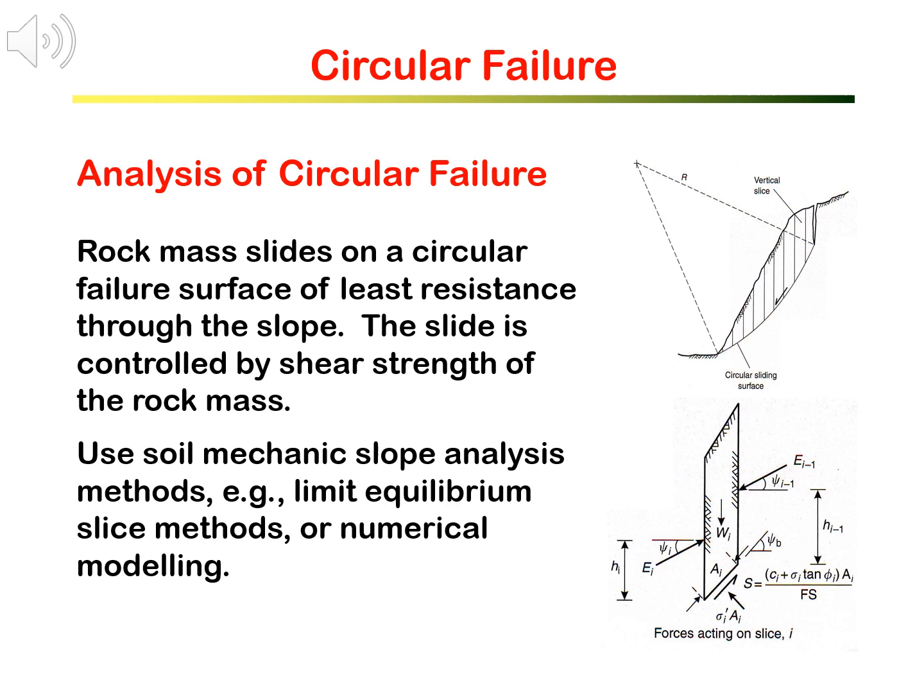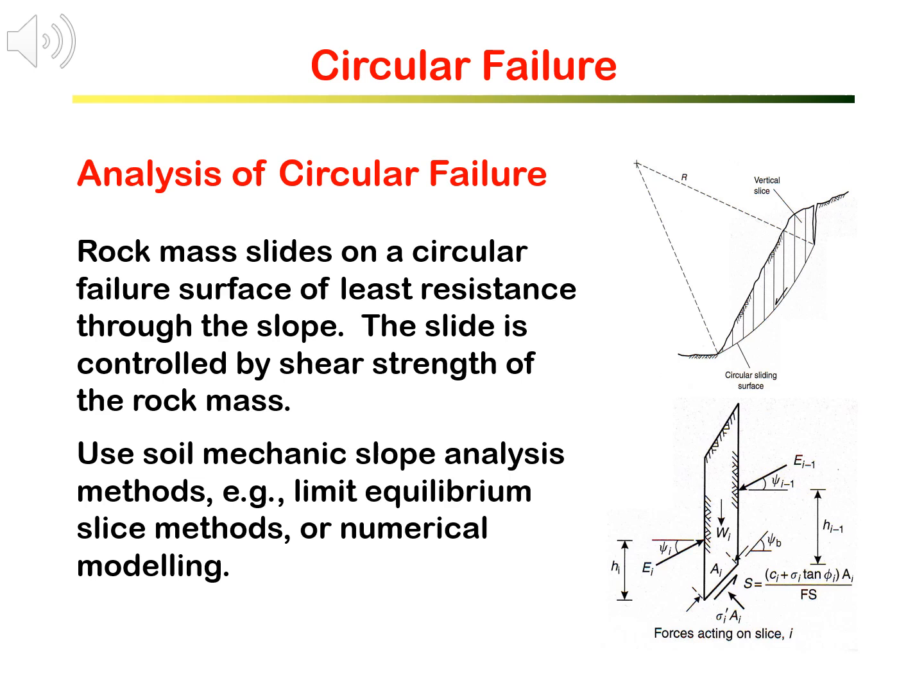The same assumption is used in circular failure of rock slopes. When circular failure occurs, it is assumed that the rock mass slides on a circular failure surface. That circular failure surface has the least resistance through the slope. The sliding is controlled by the shear strength of the rock mass.